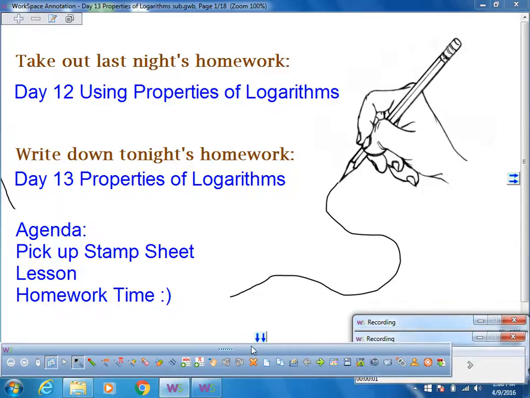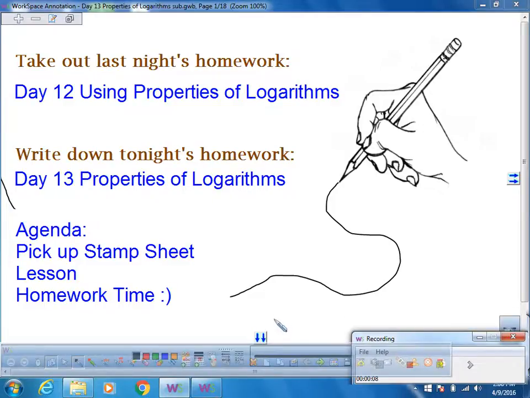Today we're going to use properties of logarithms in a little bit more detail. So I'm not going to ask you to turn in your homework from yesterday. That was more practice. We'll go over some homework problems a little bit, and then I'd like to make sure that you picked up a stamp sheet yesterday. So make sure you do that. We're going to do our lesson, and then I'm going to give you lots of homework time today.